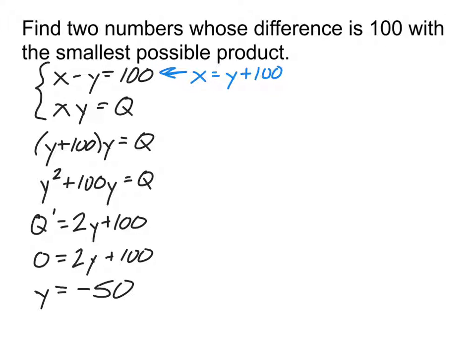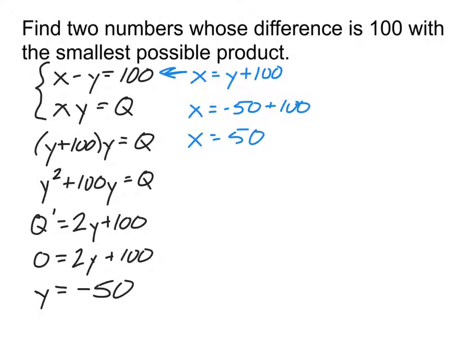All right, so now that I know what y is, I now need to know what x is. So take the y value that you just found and plug it back into that first equation. And so we find that x equals a positive 50 here. All right, is that my answer? Have I done enough to find the answer here?